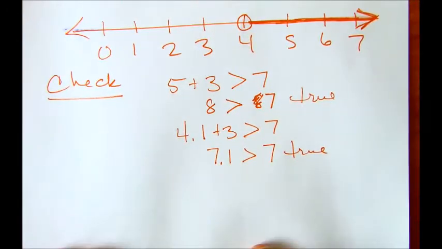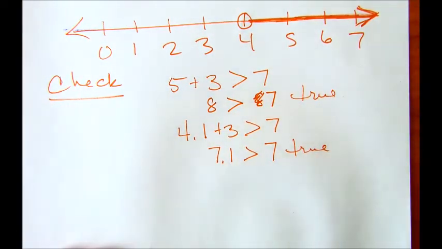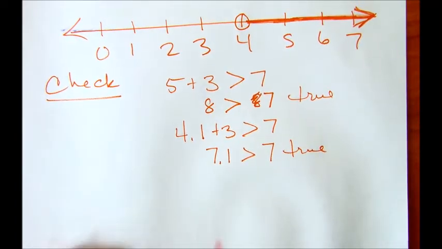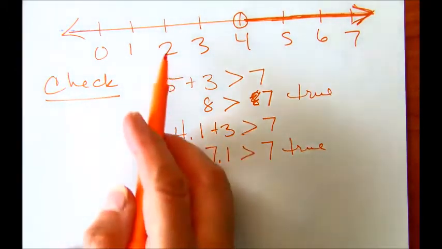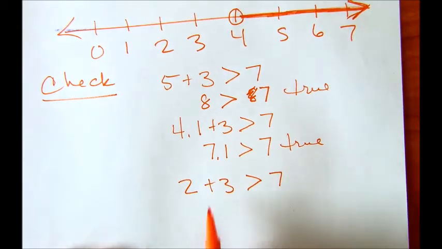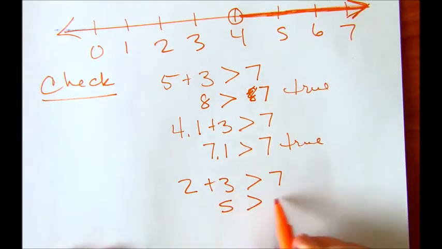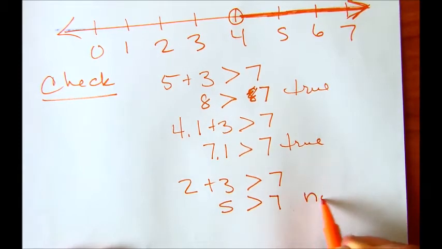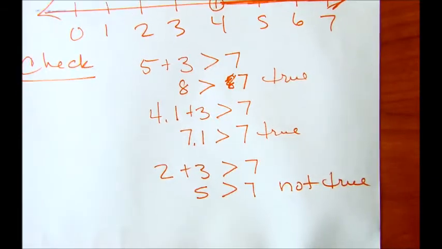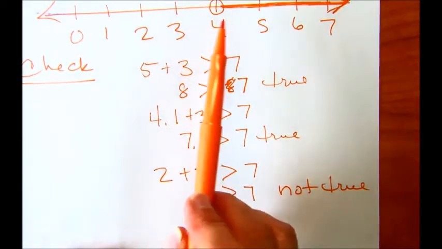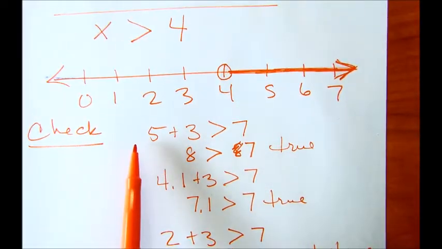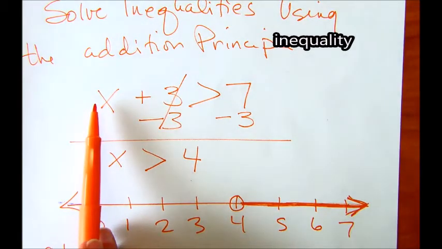Now if I wanted to double check, maybe try a smaller number, just to see what I'm going to get, play around with it. This is an opportunity for you. Let's put in 2. 2 plus 3, is that greater than 7? Well, 2 plus 3 is 5. 5 is not greater than 7. And so only solutions that are greater than 4 are going to make this original inequality true.